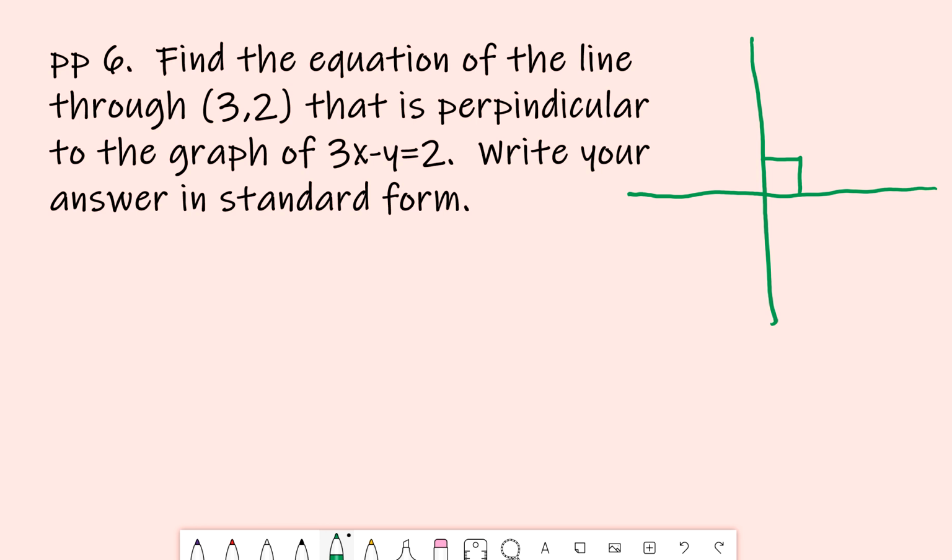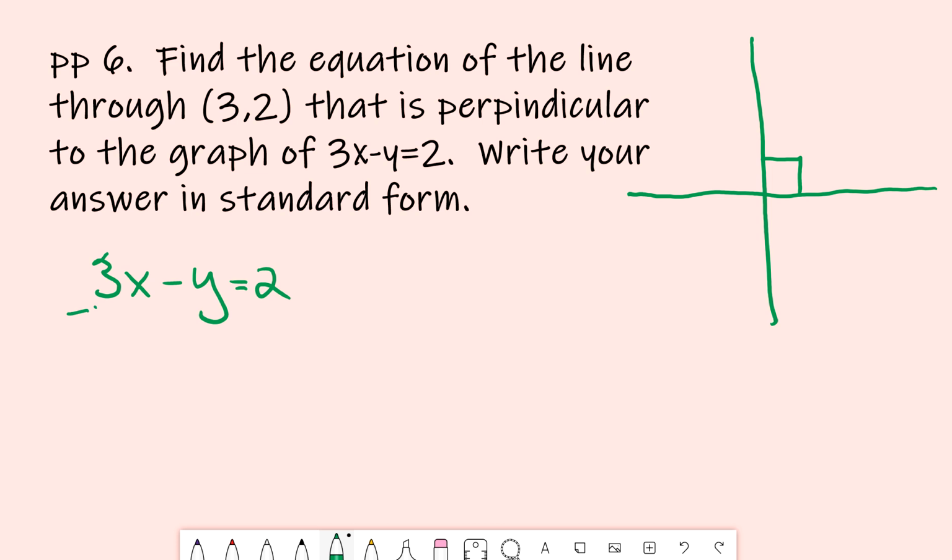So let's write this out first. The first thing I want to do is take this graph, this equation that's in standard form, and I want to write it in slope-intercept form. So I've got 3x minus y equals 2.